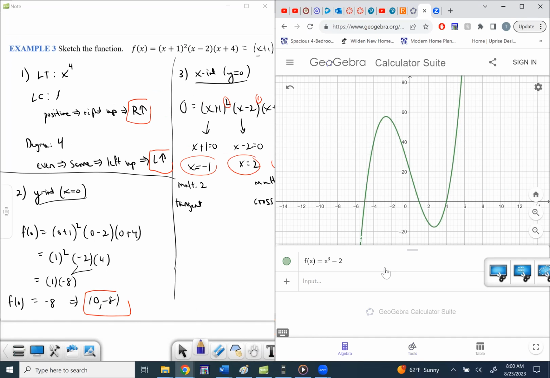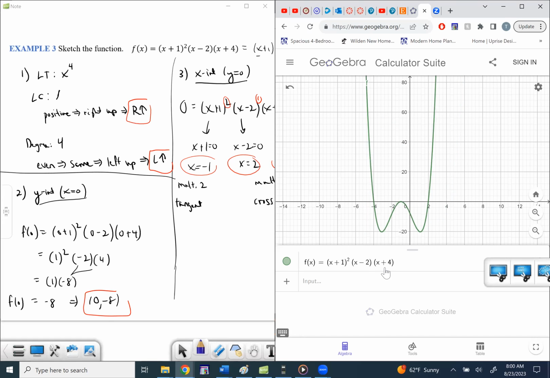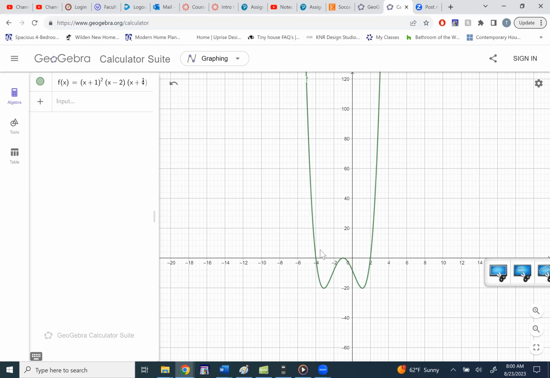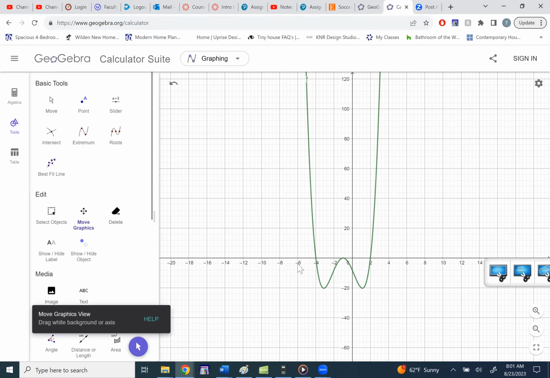Okay, so let's go put in our polynomial. We have x plus 1 to the second, then we have x minus 2, and then x plus 1. All right. Ooh, turns out that's a pretty nice little W, huh? And I told you I wasn't sure how low to dip, but let's see if we have the key pieces. Okay, so let's do this in a little more detail here.